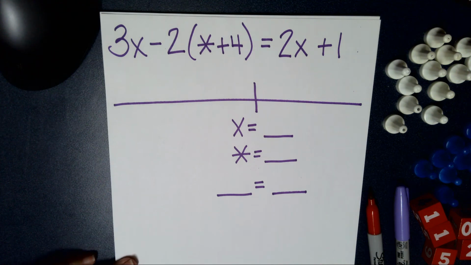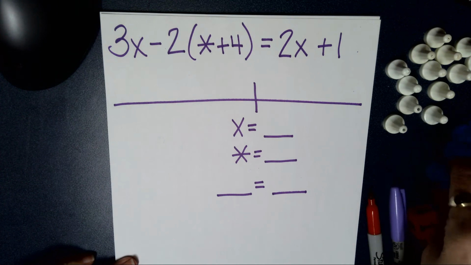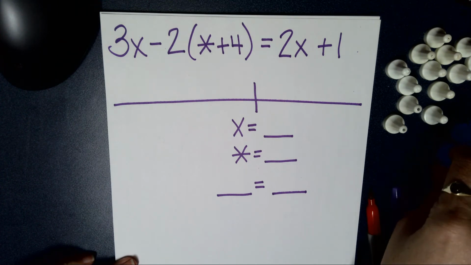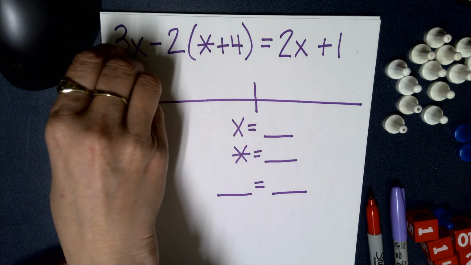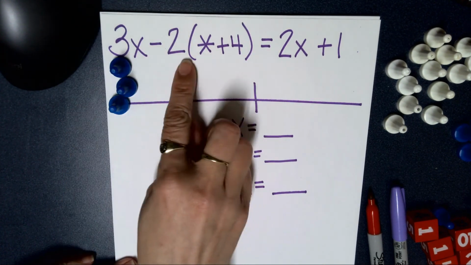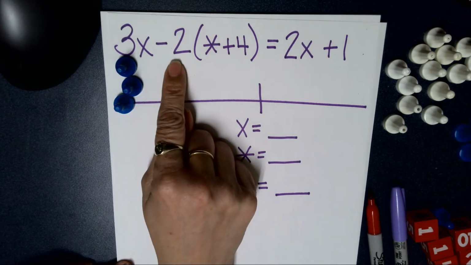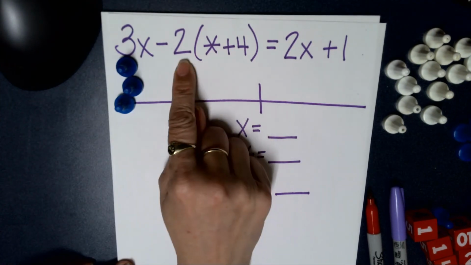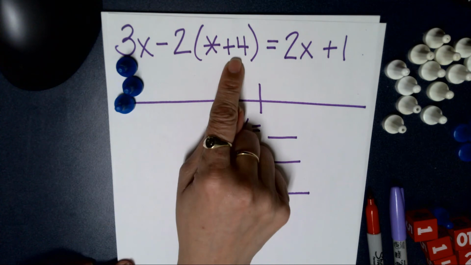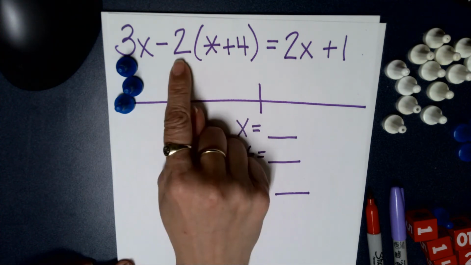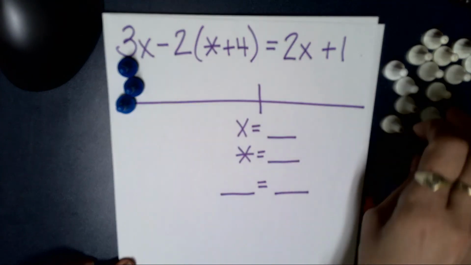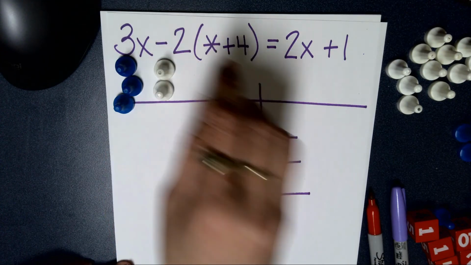Okay, so we're going to start with 3 pawns on the left-hand side. I'm going to stack them like this so we can get our sets on here. And this says to remove 2 sets of star plus 4. So we don't have 2 stars or 2 4s to remove, so we're going to have to create 0 pairs. So if we need to remove 2 stars, we're going to have 2 0 pairs.